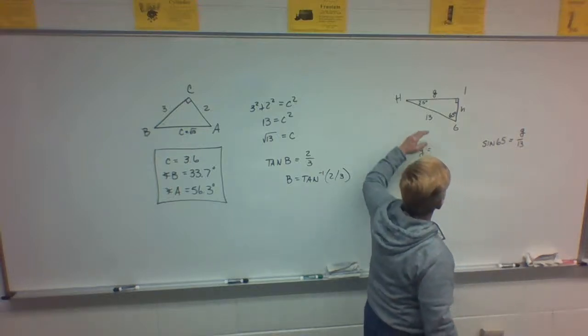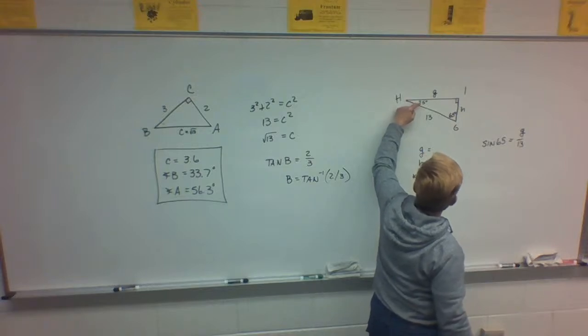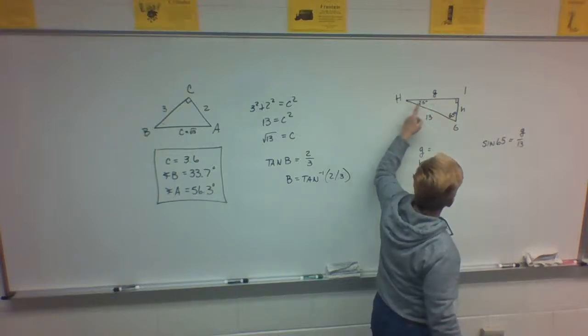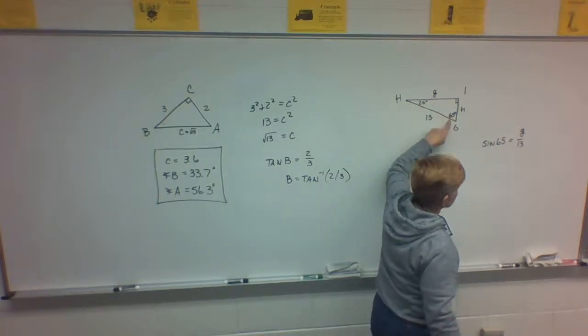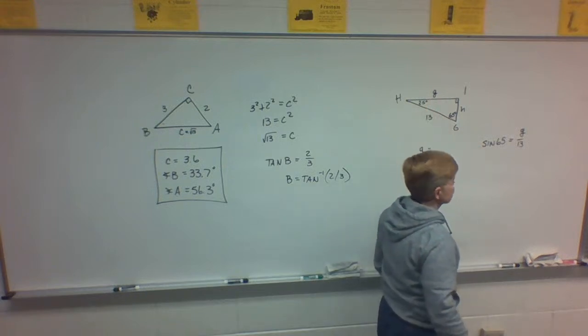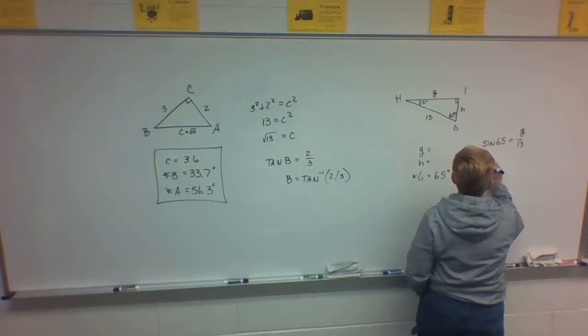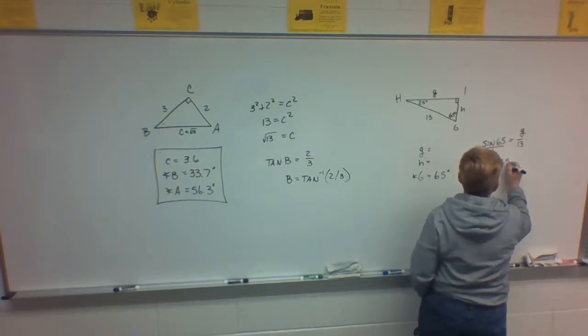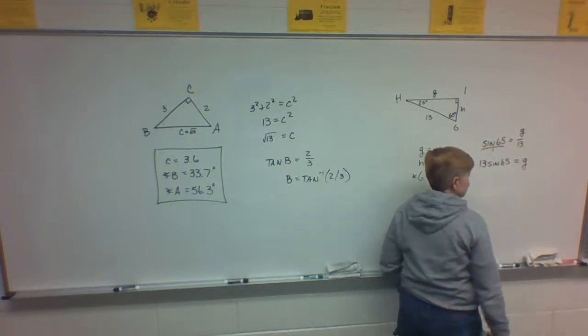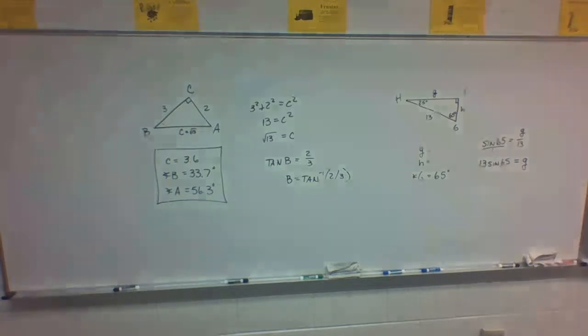Now you need to understand too, we could have used cosine, but it would have been cosine of 25, because that would have been adjacent over hypotenuse. But I asked which one you wanted to use, and I heard 65 first, so that's what I'm going to go with. So I'm choosing sine to find G. After that, would you multiply by 13? Yep. Cross multiply. 13 sine of 65 equals G. And G is already solved for in the cross multiplying, so all you have to do is calculate that. 13 sine of 65.